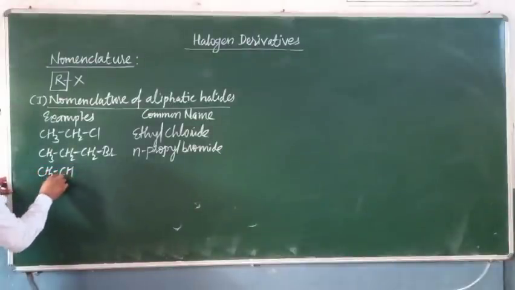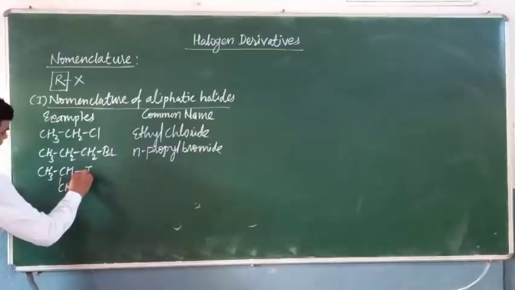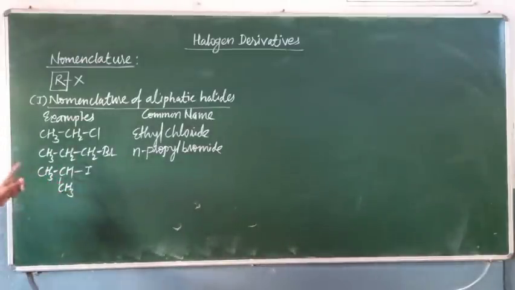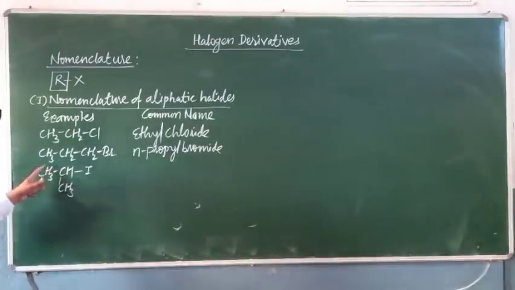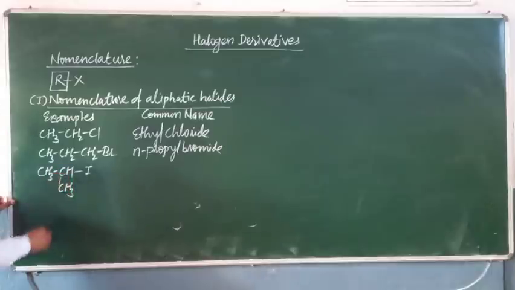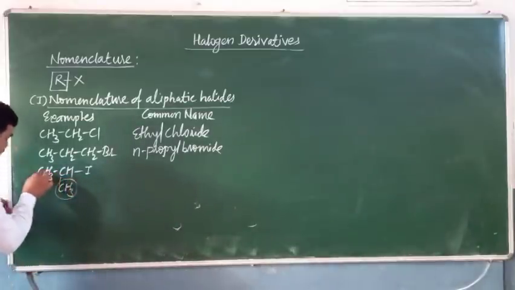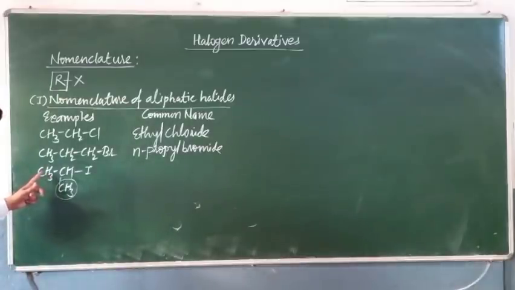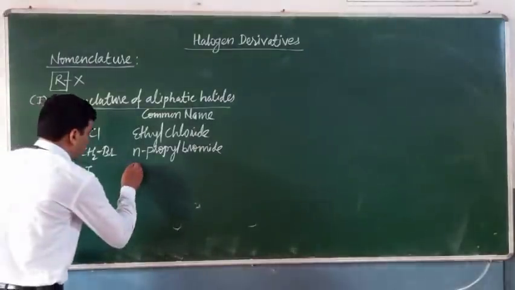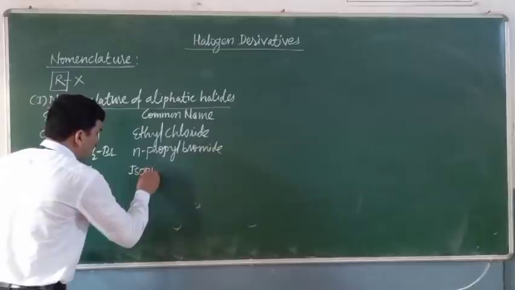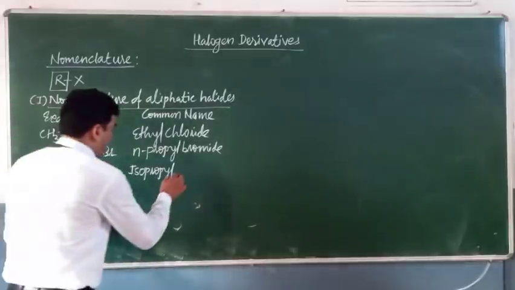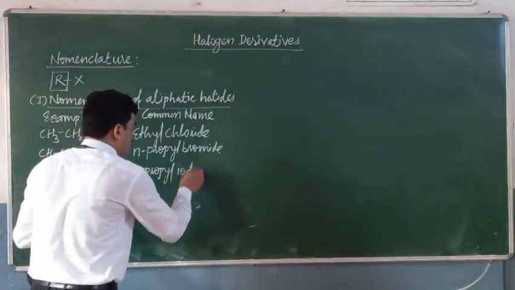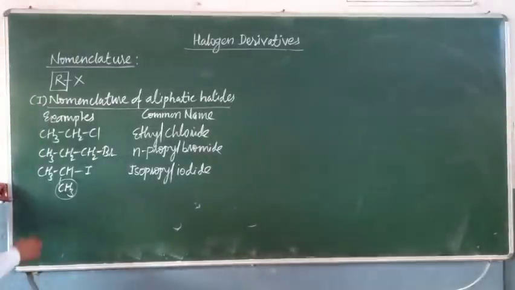Further, CH3CHICH3. Again, the hydrocarbon chain contains 3 carbon atoms, so this is the propyl chain. But in this propyl chain, one methyl group is attached to the last but one carbon. This is the last carbon of the chain, and this is the last but one carbon, and one methyl is attached to it, and therefore the suitable prefix is iso. The name of this hydrocarbon chain becomes isopropyl, and the halogen is iodide. Its common name is isopropyl iodide.